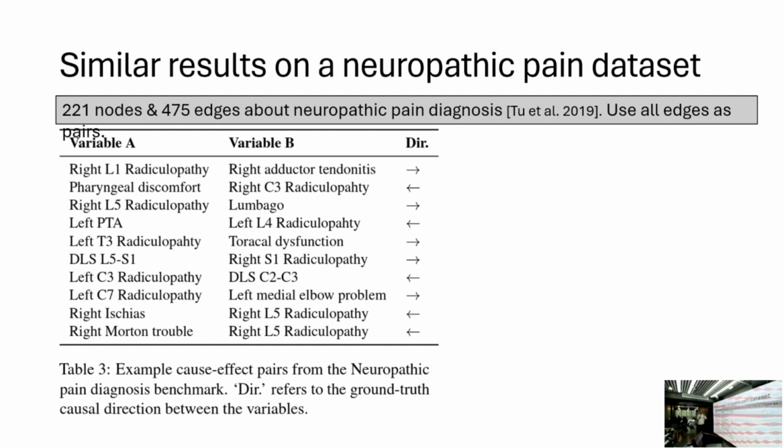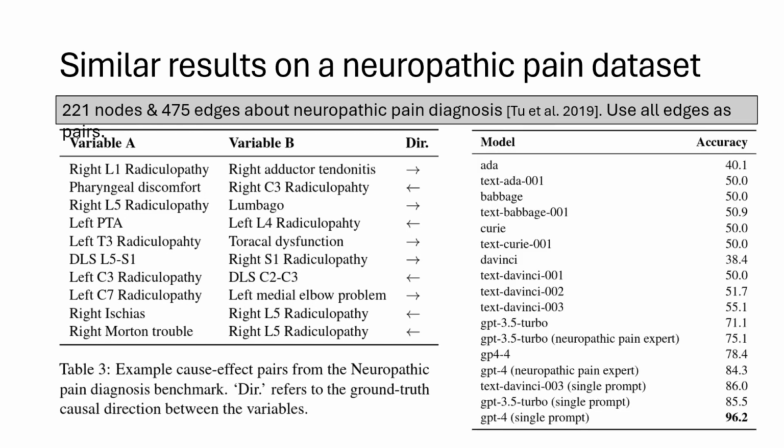One of them was this so-called neuropathic pain data set, where they just have lots of knowledge about things I don't understand. So I don't know if you would understand either. So things like pharyngeal discomfort or lumbago or thoracal dysfunction, all of these are Greek to me. I have no idea, right? But I have a large language model. I'll put them in the same prompt without knowing anything, and I'll just look at the results that come.